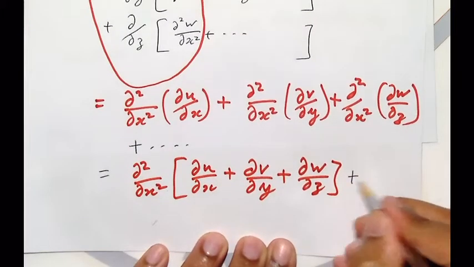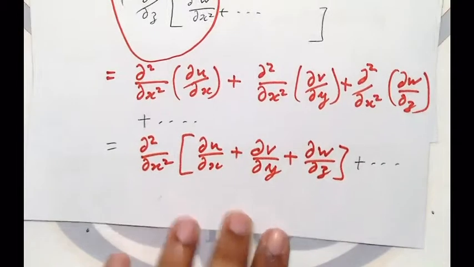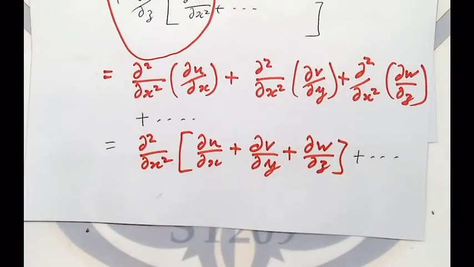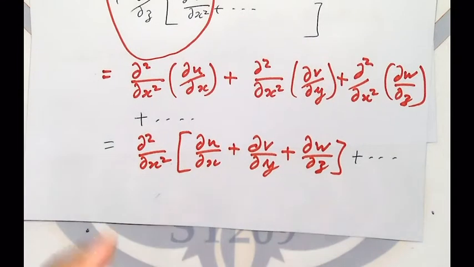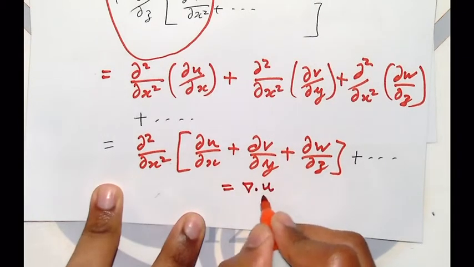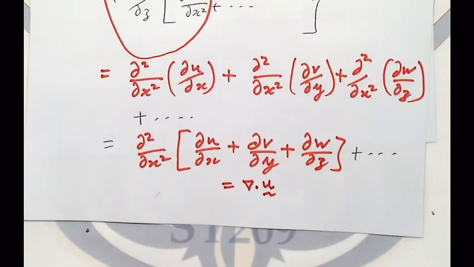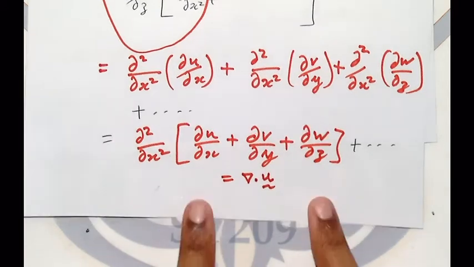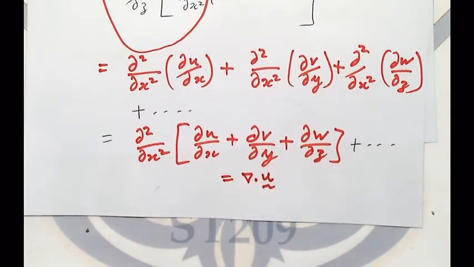Now does it look familiar? What is it? This term is 0, because this is exactly equal to nabla dot u. Right? And we're talking about incompressible flow, so we know this is 0 by definition.